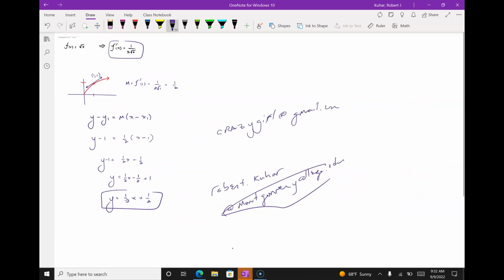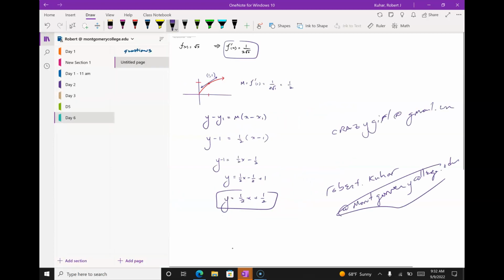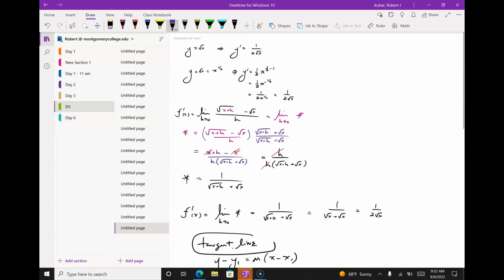All right, so dynamic secant line, tangent line, yes? Beautiful. Last class we were doing derivatives. I want to do a couple more, okay? I forget what our last one was. Let me peek.